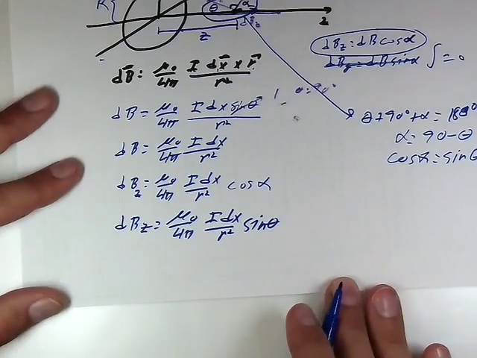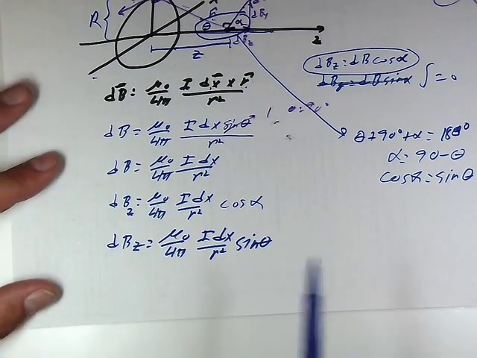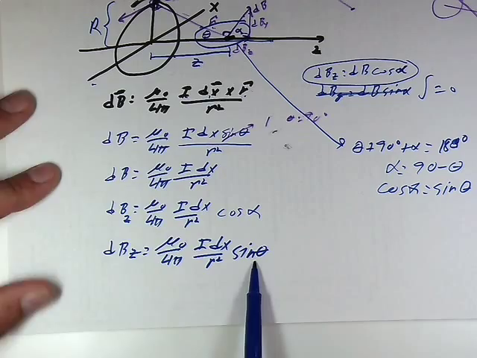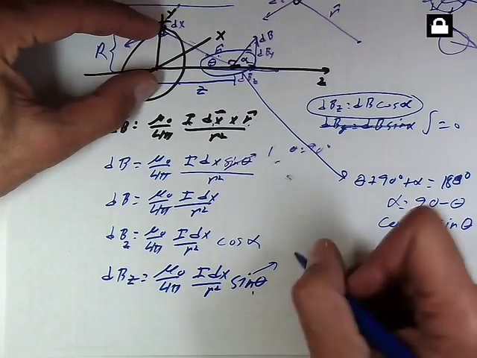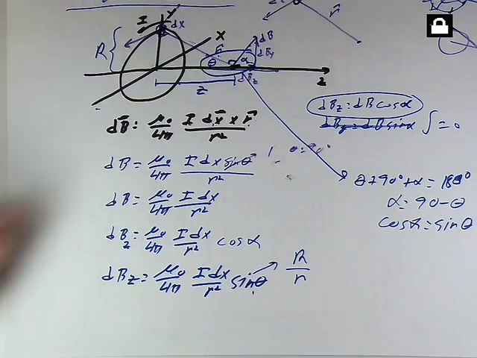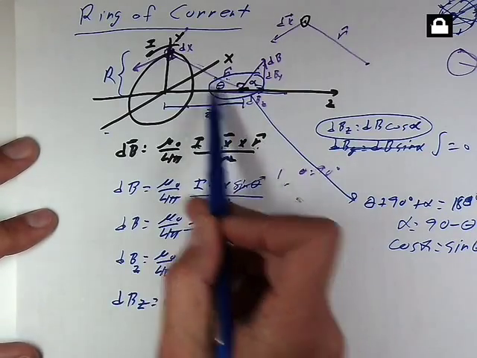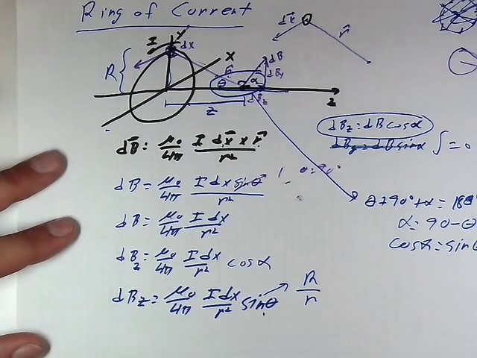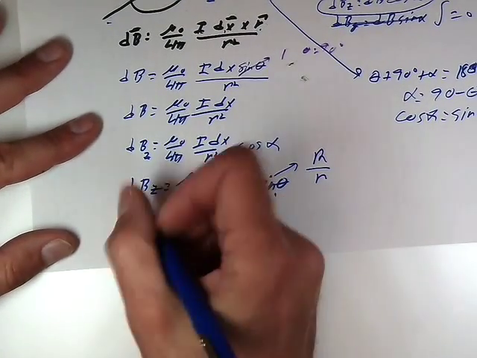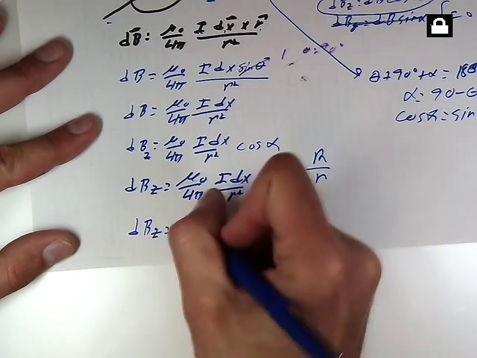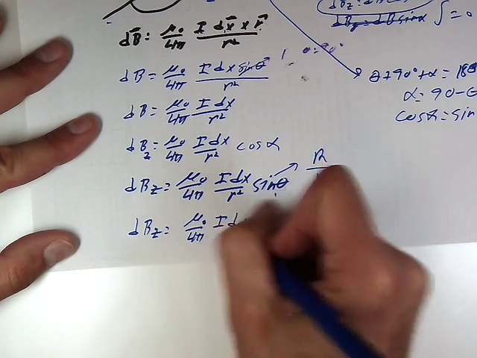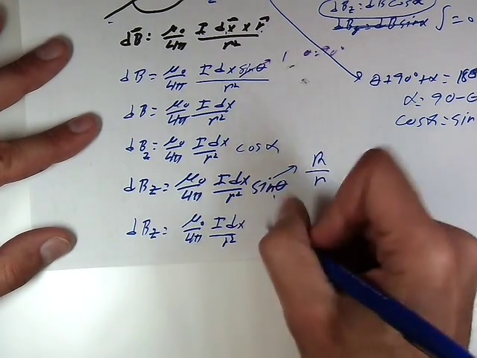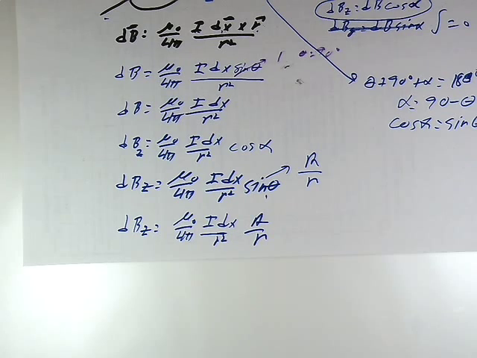This video is getting a little long and boring, I suppose, so I'm just going to wrap this up and say, look what you do now. The sine of theta can now be related to this angle over here. In particular, the sine of theta is the opposite side, capital R, over the hypotenuse, little r. So you can fill a bunch of stuff in. dBz is equal to mu naught over 4 pi I, we still have the dx and the r squared down here, and the sine theta will be capital R over little r like that.